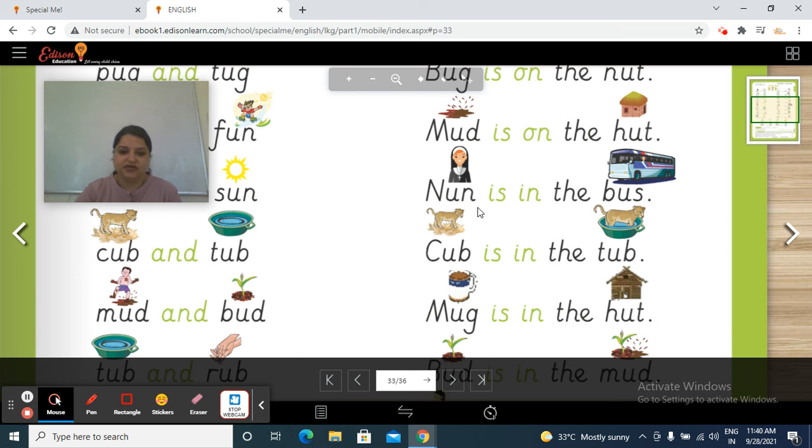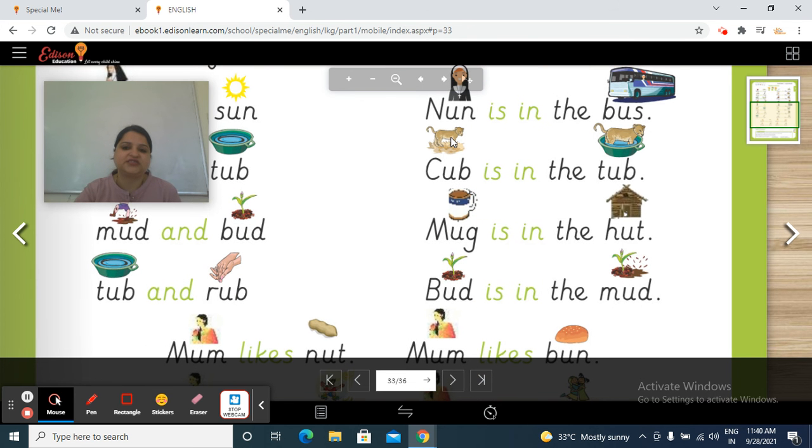Okay. Now read this. Nun is in the bus. Nun is in the bus. Nun कहाँ पे है? बस के अंदर. Nun is in the bus.